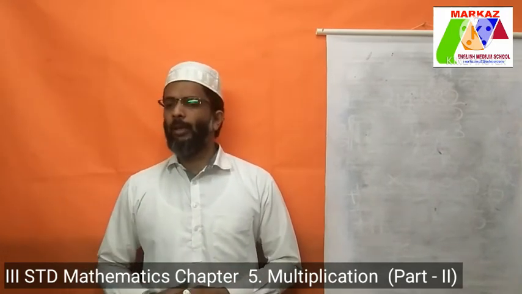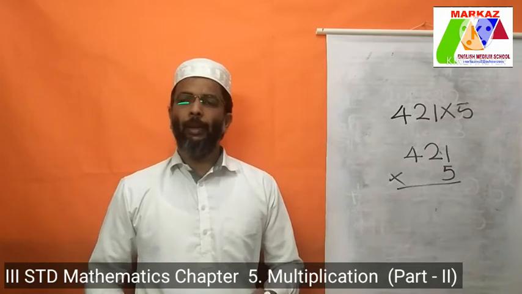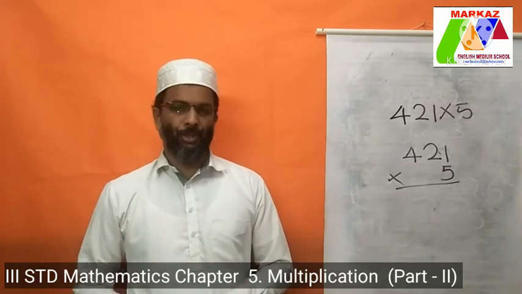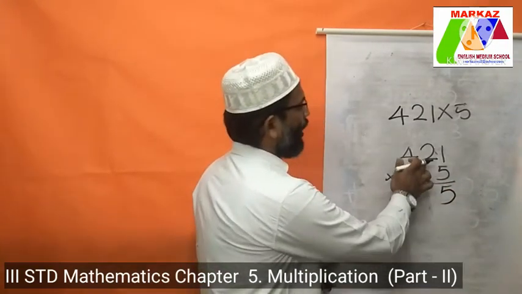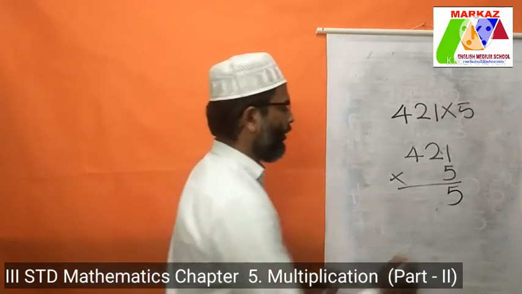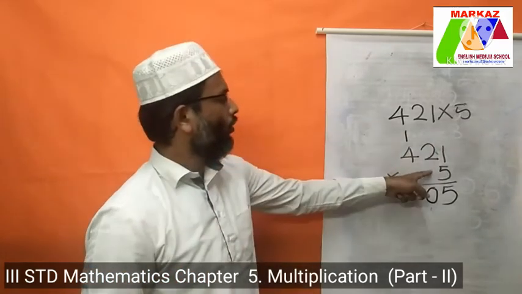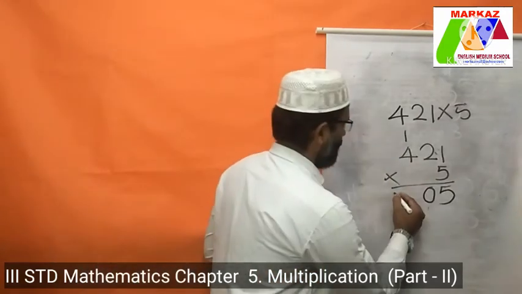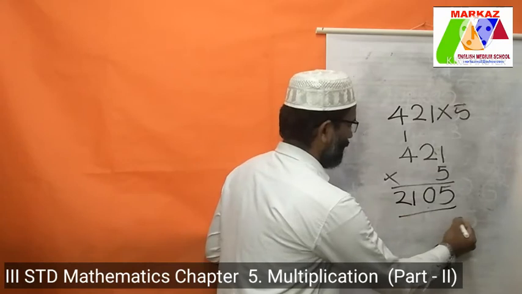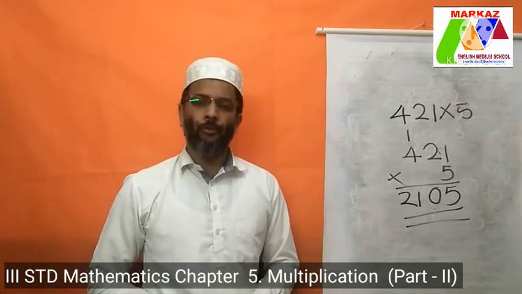For example, if you have a 3-digit number, 421 into 5. You multiply the bottom digit by each top digit. 5 into 1, 5. 5 into 2 is equal to 10. We write 0 in answer line, 1 in next place. 5 into 4 is equal to 20. 20 plus 1, 21. Answer is 2105.